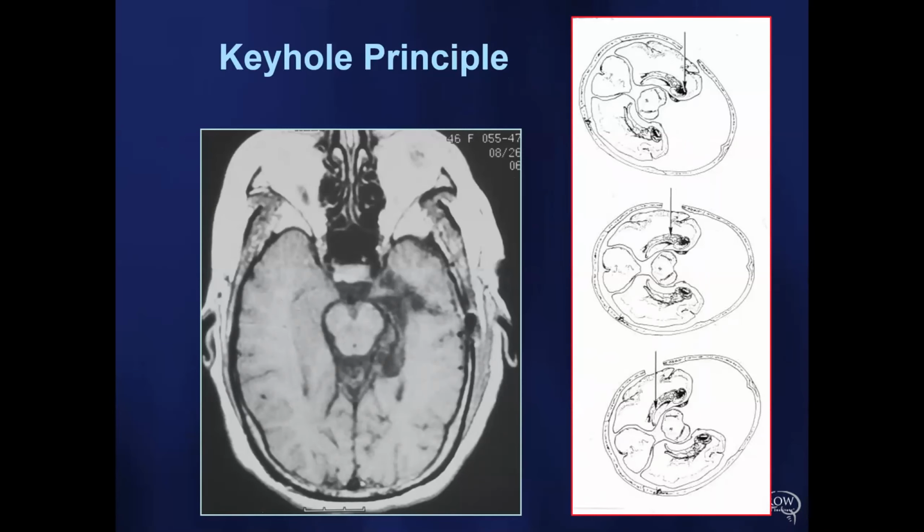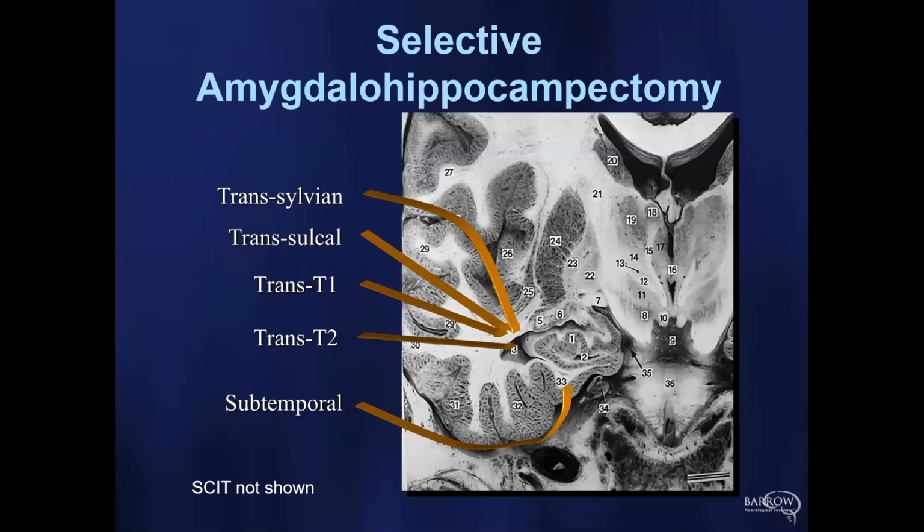We want to get everything visualized, but I believe this keyhole approach is very doable, and you rotate the patient through a small window to open and do things. So there are many approaches for amygdala hippocampectomy: transsylvian, transsulcal, they go through the lateral temporal lobe, and then the subtemporal one. And on this diagram, the supracerebellar infratentorial approach is not shown, and that's what Dr. Weil is going to talk about, which I think is also quite interesting.